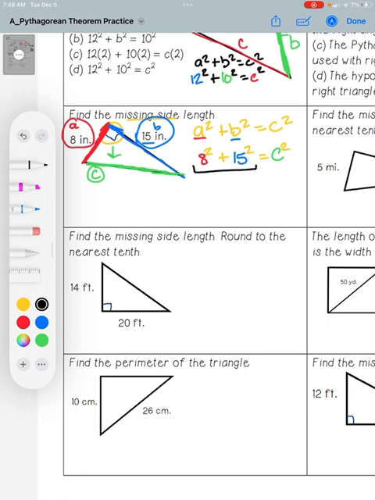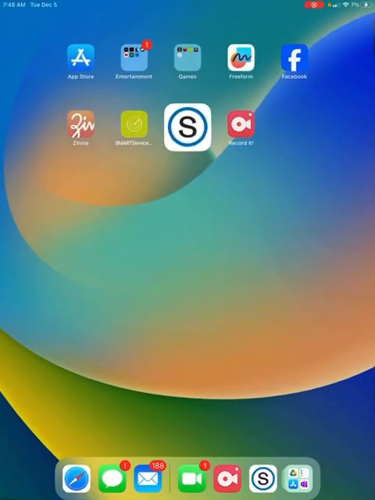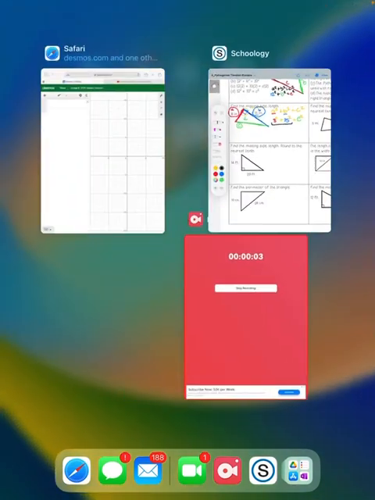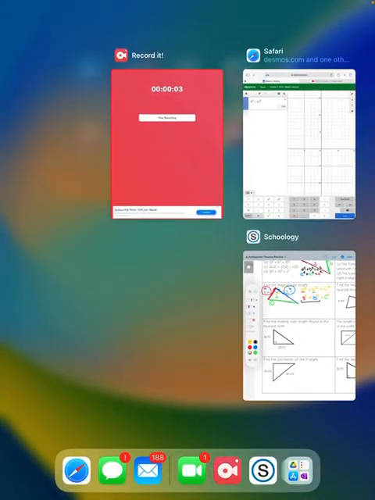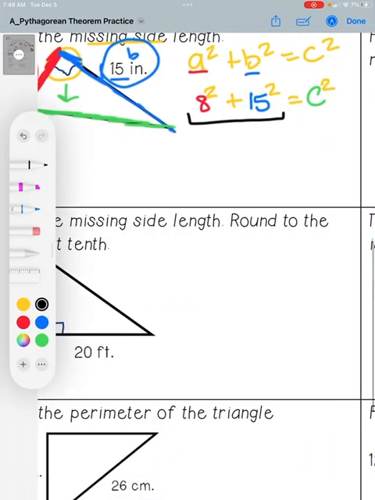Okay, from here, you type this in on your calculator. 8 squared plus 15 squared. Oh, that's not what I wanted. 8 squared plus 15 squared is 289. So all of that together is 289 equals C squared.